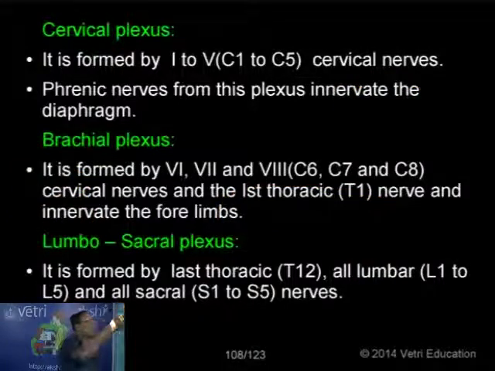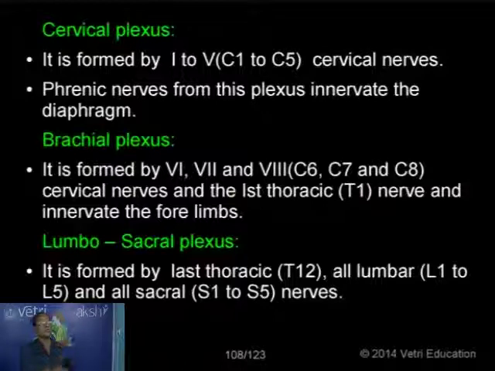Now I mentioned the cervical plexus, the brachial plexus and the lumbosacral plexus, already described along with the diagram. The cervical plexus is formed by the C1 to C5 nerves, and one branch from it is the phrenic nerve, which innervates the diaphragm.